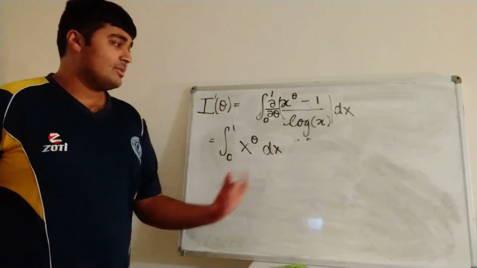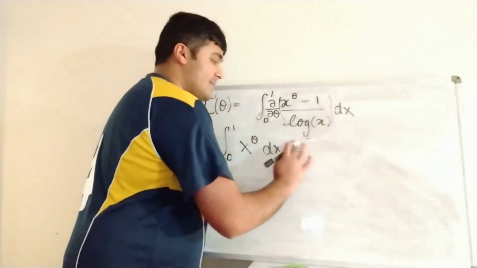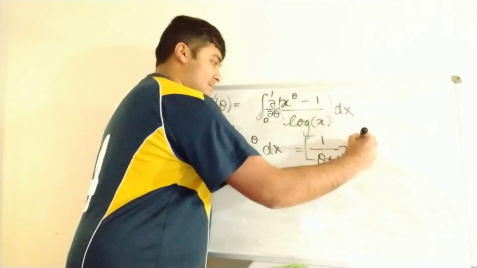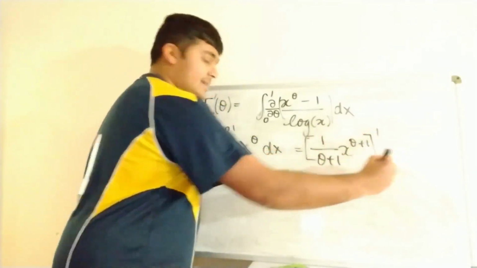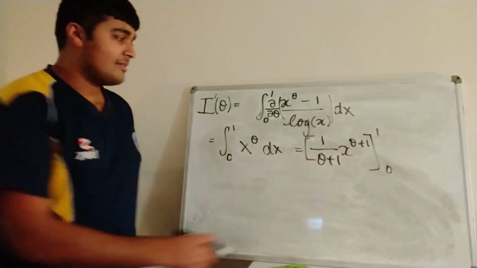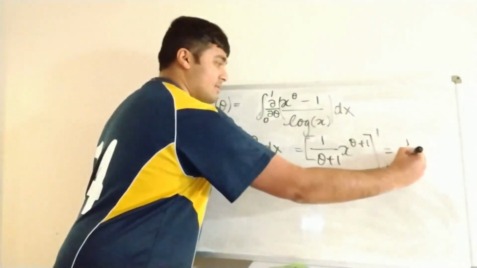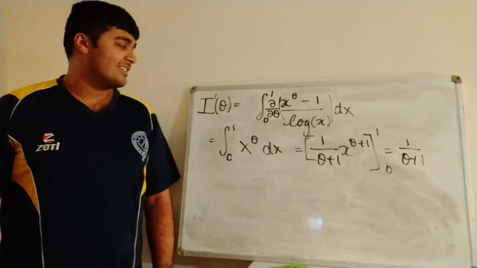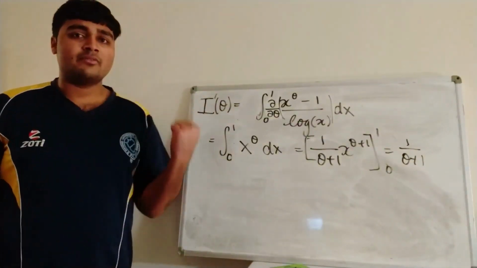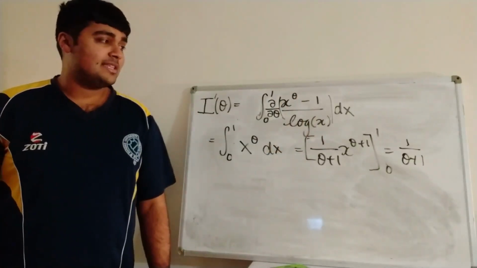Well, this is a very straightforward integral. We can just go ahead and compute this. This is going to be 1 over (θ + 1) times x^(θ+1) between 1 and 0. But of course, when I plug in 1 to that, I'm going to get 1, and when I plug in 0, I'm going to get 0. So this is just 1 over (θ + 1), like so. So I'(θ) is 1 over (θ + 1). So the derivative of I with respect to θ is 1 over (θ + 1).